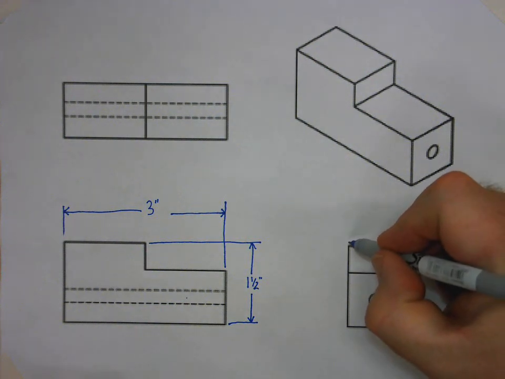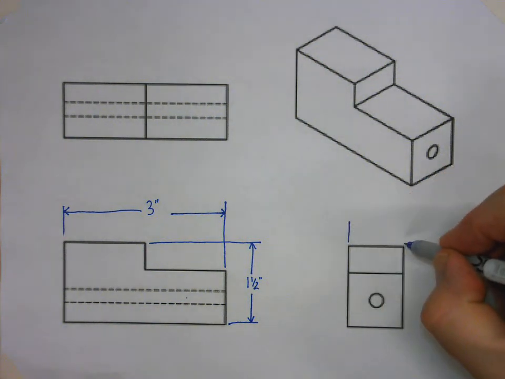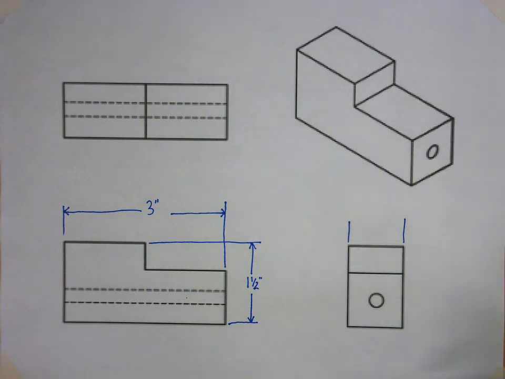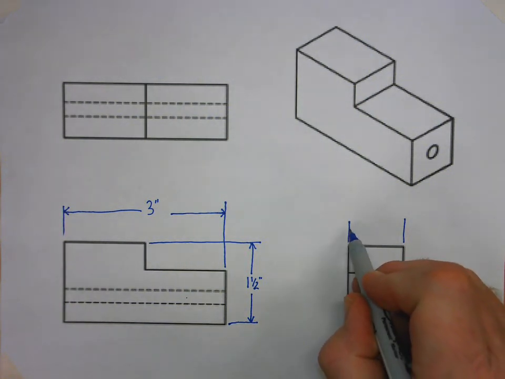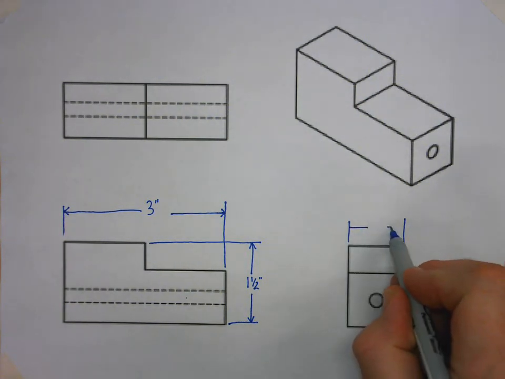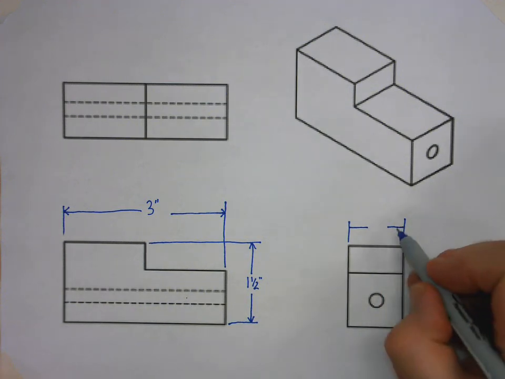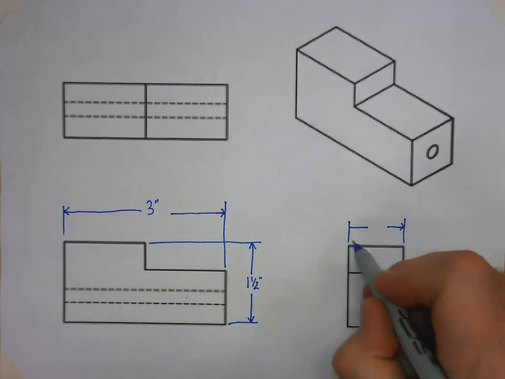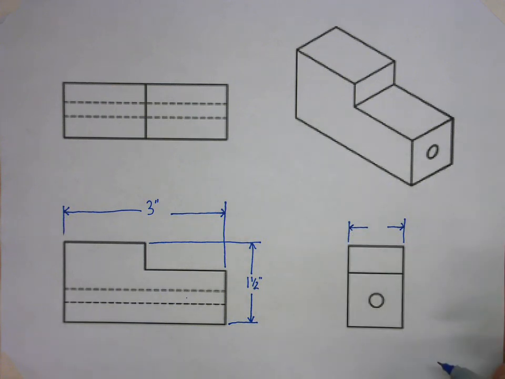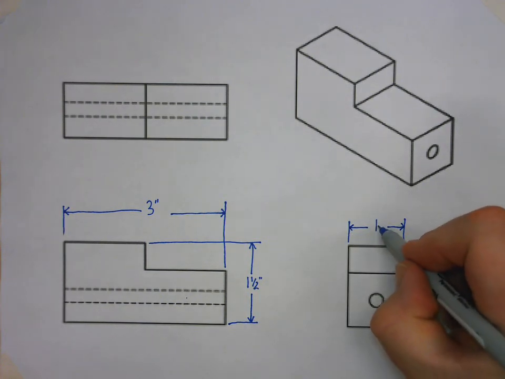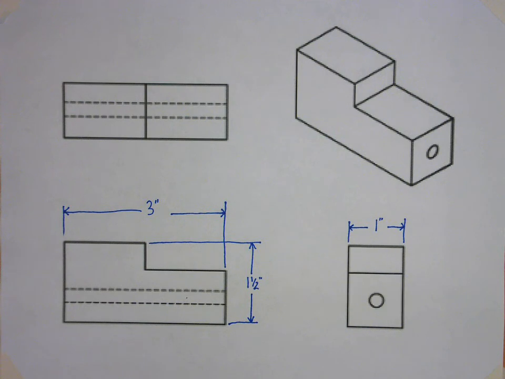So we'll start out with extension lines. Again, remember they don't touch our drawing. And we'll put our dimension lines, again leaving a gap in the middle for our number, putting our arrowheads on, and then we'll put our dimension in there, 1 inch. All right, we've got overall height, width, and depth.